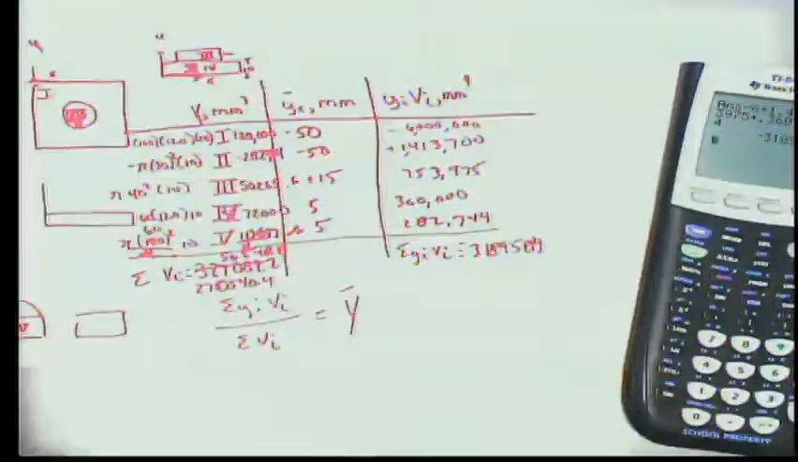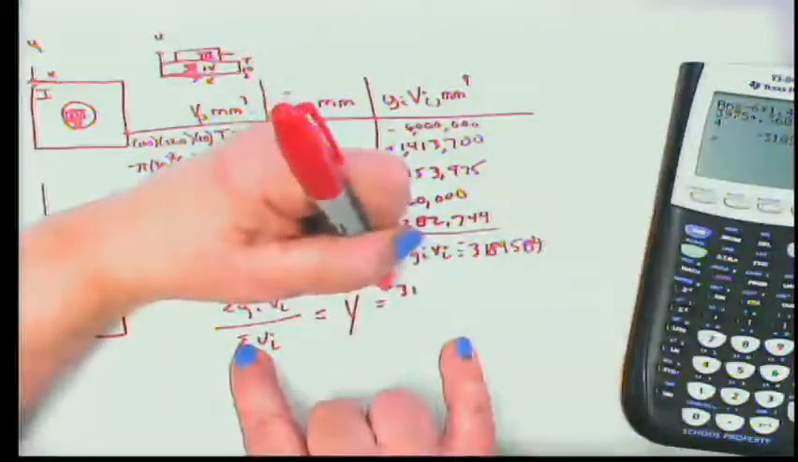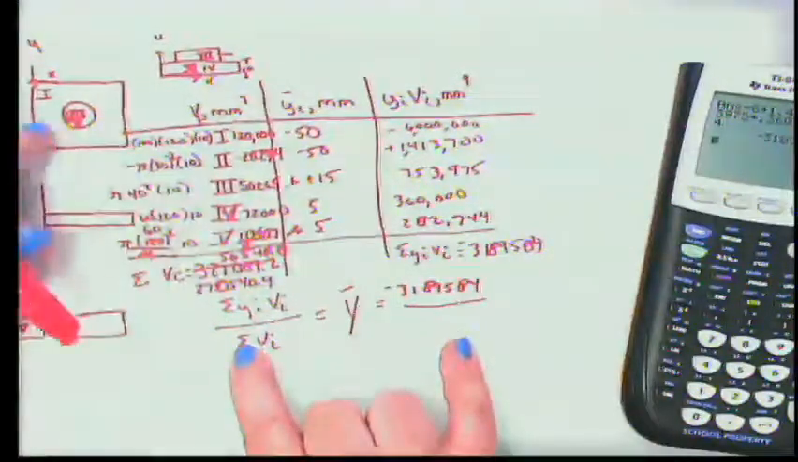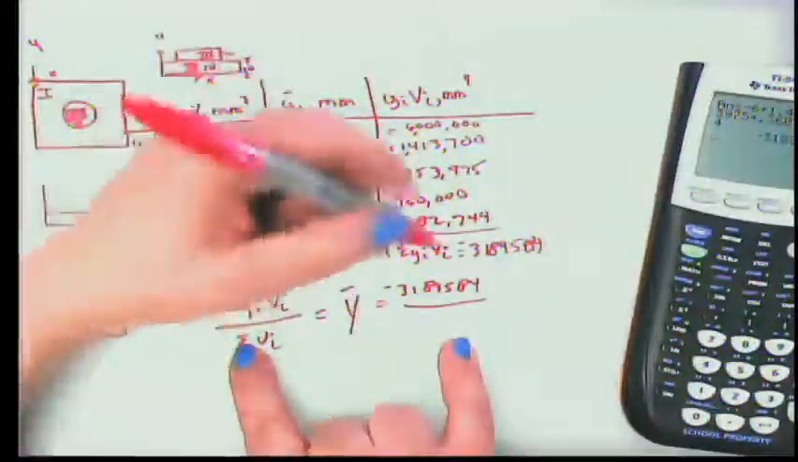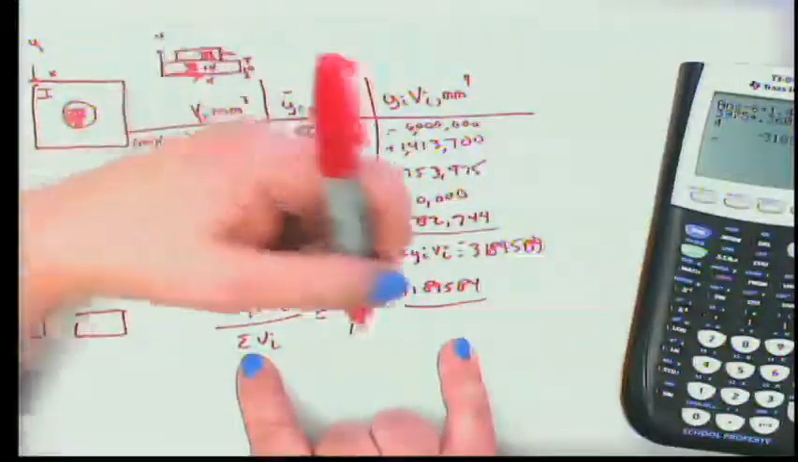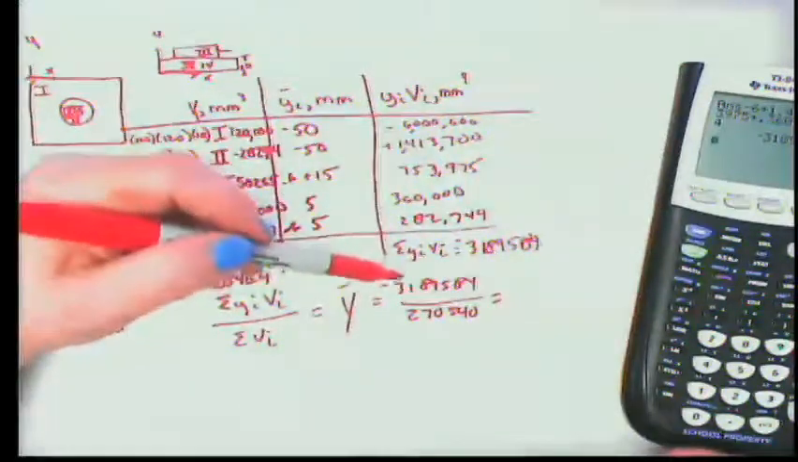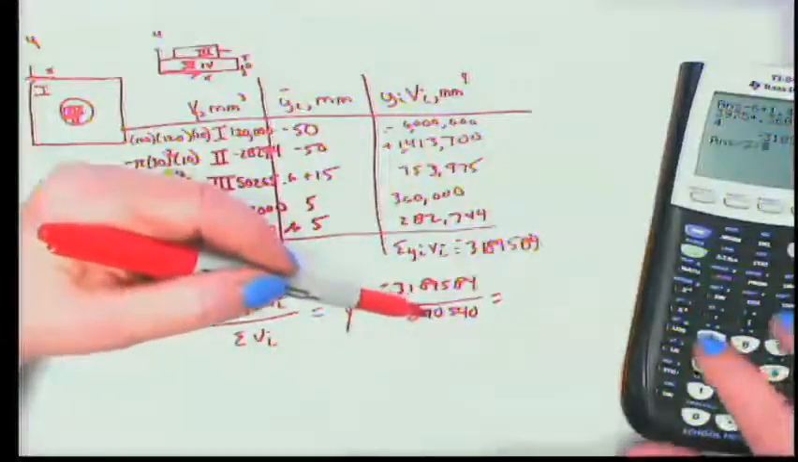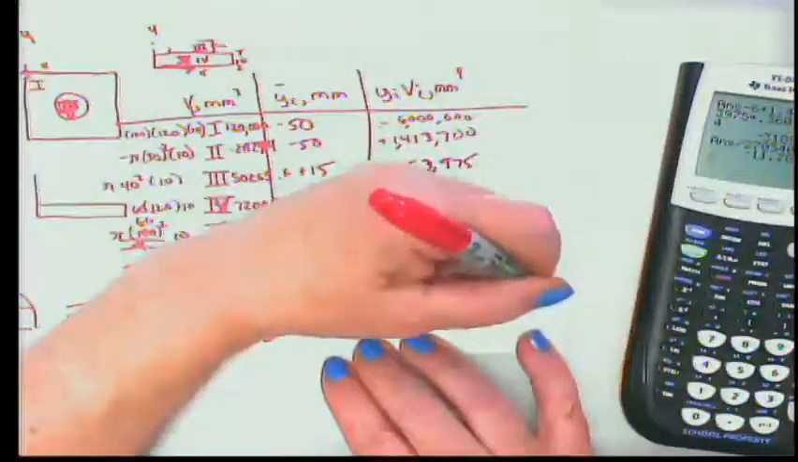Okay. So then I take this number and divide it by this number, and it's negative because it's below, which makes sense when you look at the picture. It's below the y-axis because this plate carries quite a bit of that mass, and it's below. So there we go. Over the volume, which is 270,540, and so that value comes out to be negative 11.8, and that would be in millimeters.